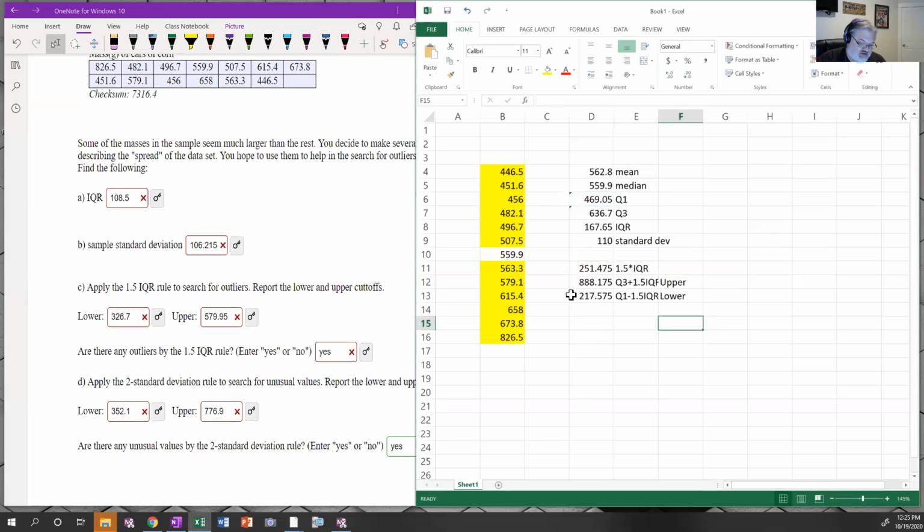So 217 and 888. You started to get a little further away. I think part of it was this IQR, but I don't think it accounted for all of it when I multiplied it out. So those are our upper and lower ranges.